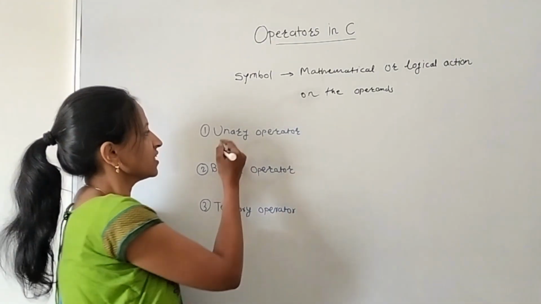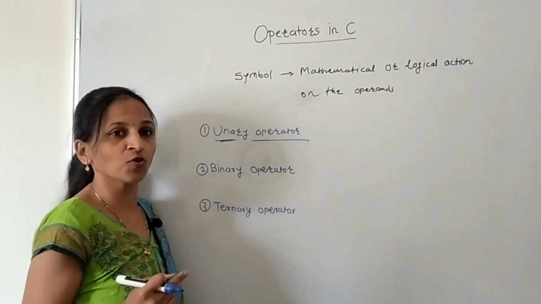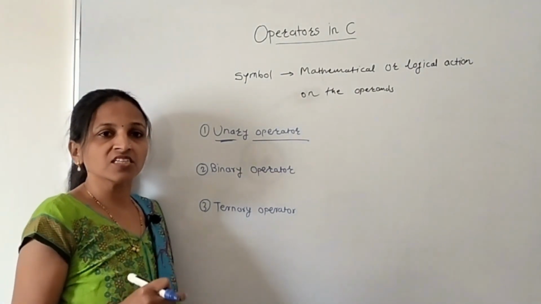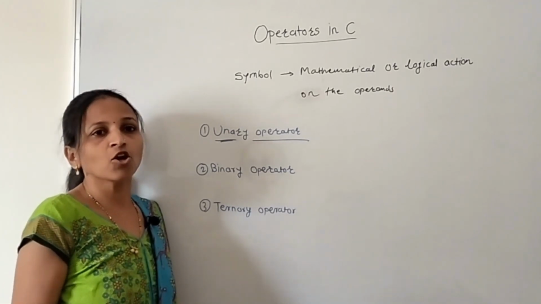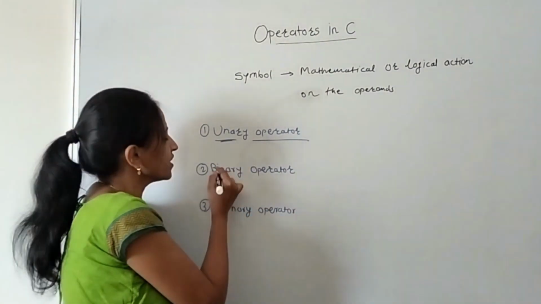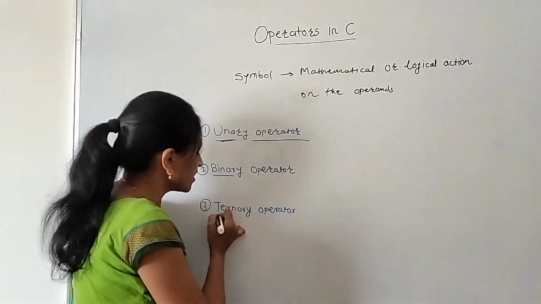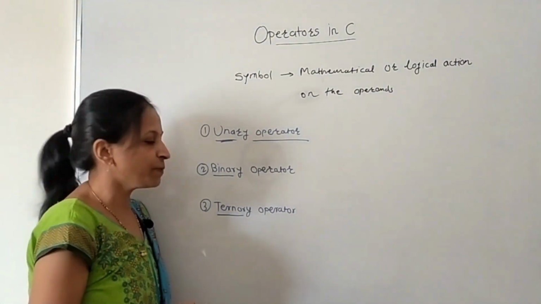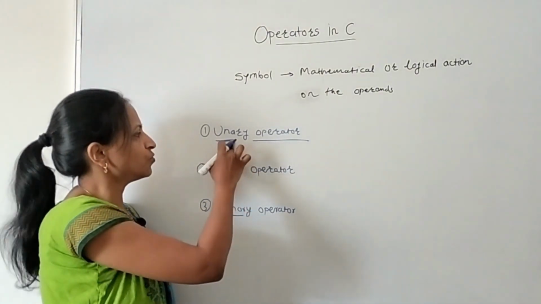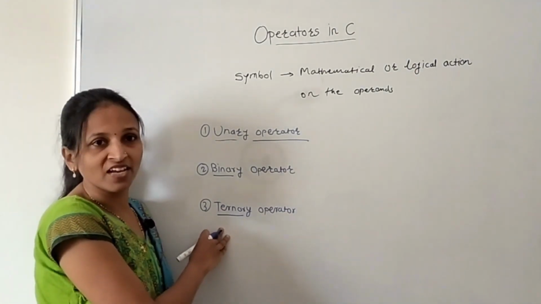Now the first category, that is unary operator. The word itself indicates that unary means only one. Now here, if any operator is working on only a single operand, then that will be a unary operator. If it is working on two operands, then that will be binary, and if it is working on three operands, then that will be the ternary operator. In mathematics we have already used unary and binary, but not ternary. This is only in programming languages.